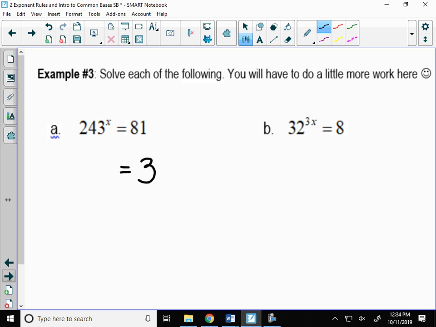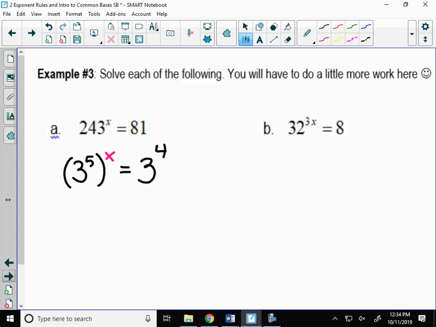3 to what power gives me 81? 4. You see why I was thinking you weren't in powers yesterday? 3 to what power gives me 243? The 5th. So here's what I want you to do on the left. I want you to put 3 to the 5th in parentheses, because that's the 243. However, it still has what exponent that I didn't write down yet?